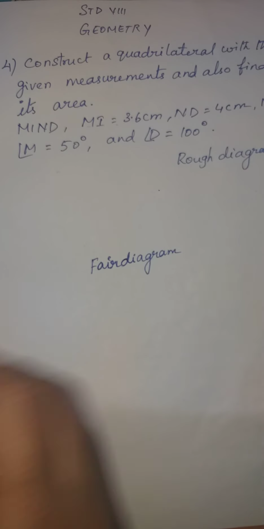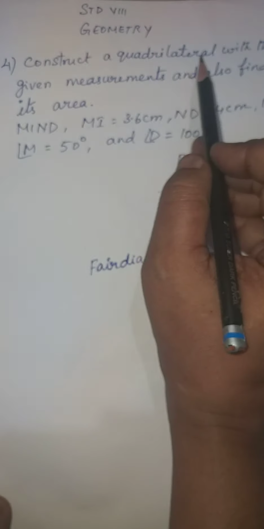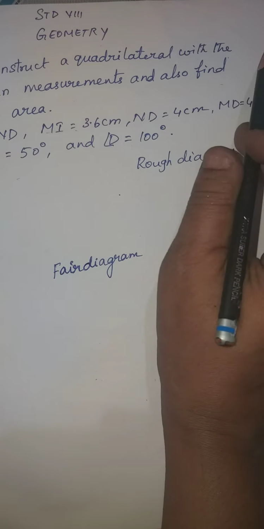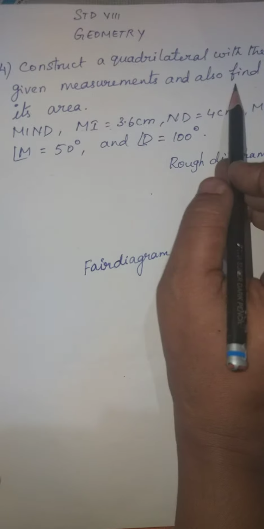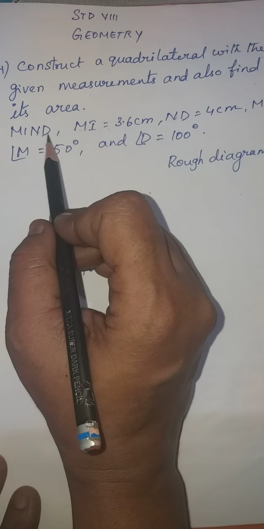Hello everyone. Now we are going to look into standard 8 geometry. Construct a quadrilateral with the given measurements and also find its area. The given quadrilateral is MIND.